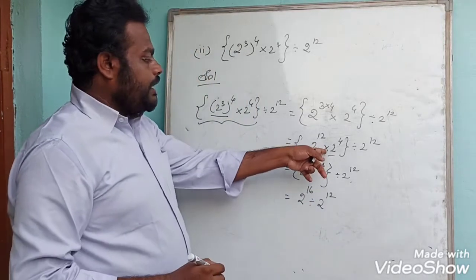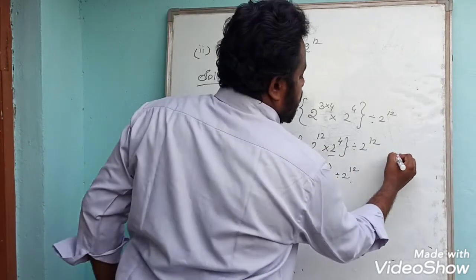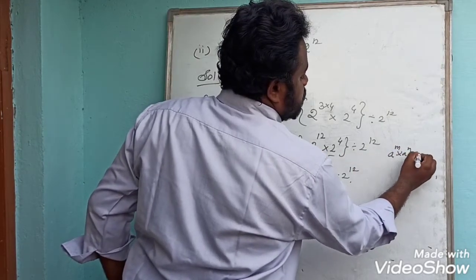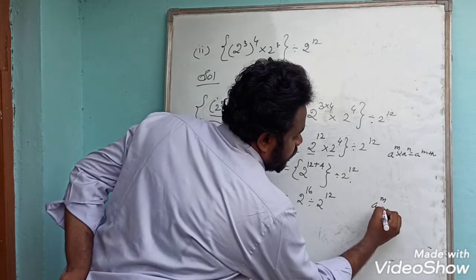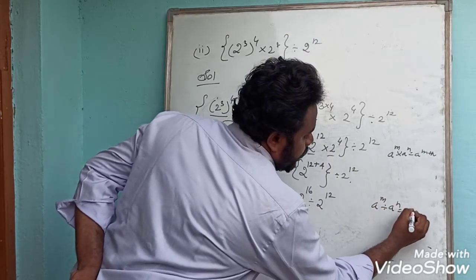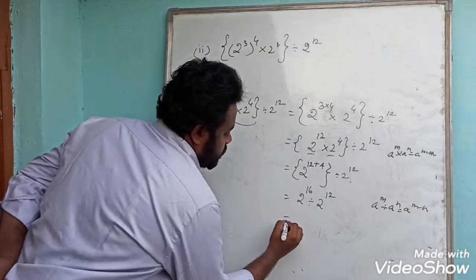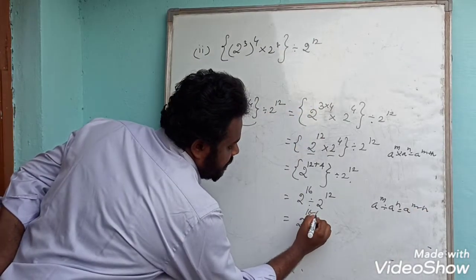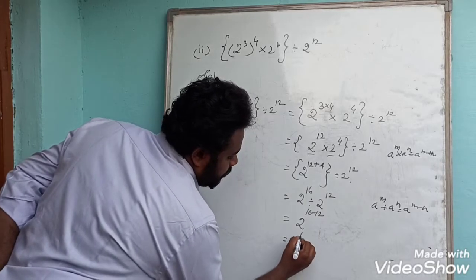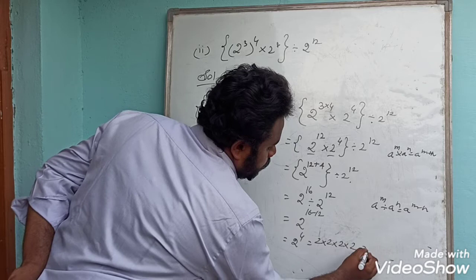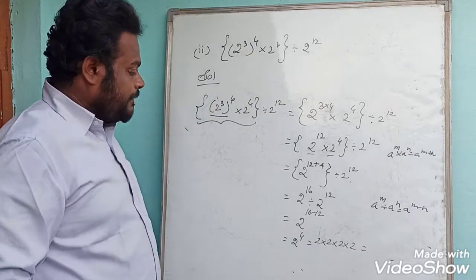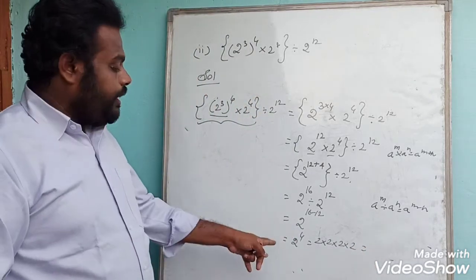Then divide by 2 to the power 12. Here we use the multiplication condition, that means a power m into a power n equals a power m plus n. Here we have to use a power m divided by a power n equals a power m minus n. So because of that, 2 to the power 16 minus 12, we get 2 to the power 4. That is 2 into 2 into 2 into 2, because 2 to the power 4 means we have to multiply 2, 4 times.